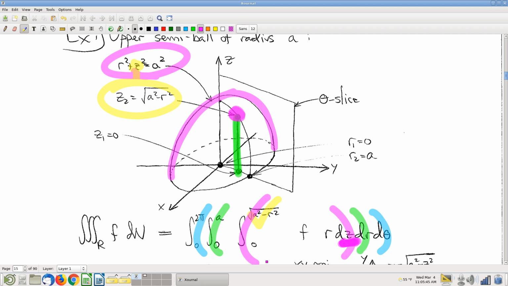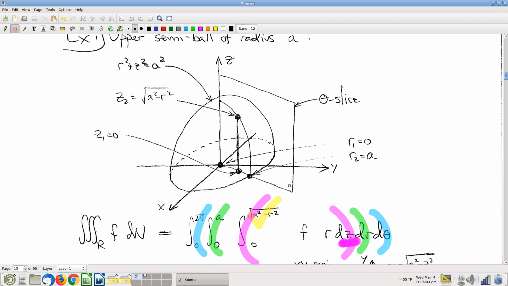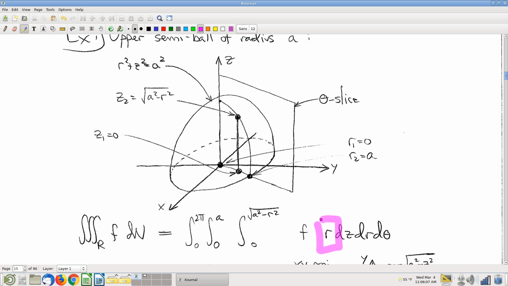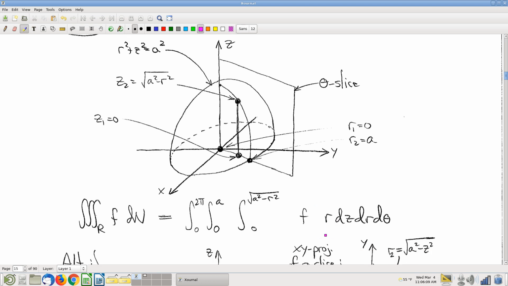So, morally the same process as with regular rectangular triple integrals. You know, slice up, keep track of what your slices look like. Think about slices of slices. Bounds come from points, which come from surfaces, which come from equations. Right? It's that same game, just a different coordinate system. And don't forget your stretching factor.